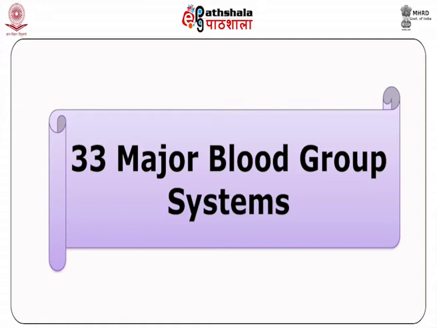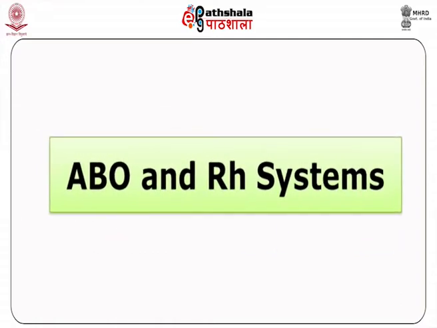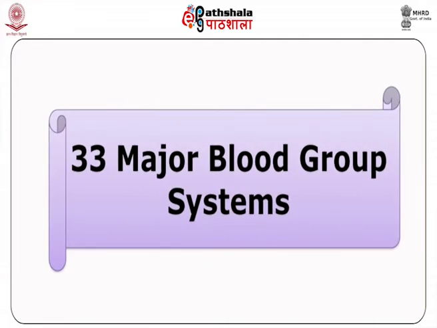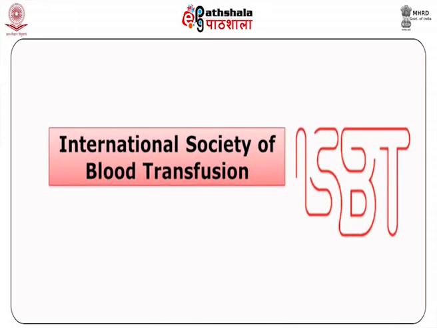33 major blood group systems, including the ABO and RH systems, were recognized by the International Society of Blood Transfusion, or ISBT. Apart from the ABO group, there are several other group systems such as RH, Kell, Duffy, etc.